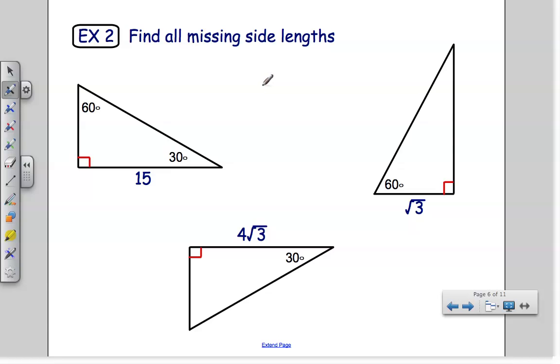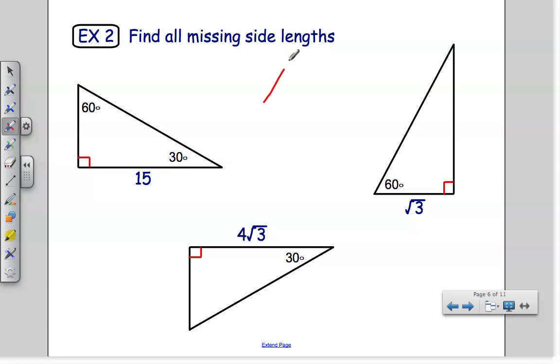Let's find all the missing side lengths in these 30, 60, 90 right triangles. I know this is a 30, 60, 90. Here I have 30 and 90. The remaining angle has to be 60. I have a 60 and a 90. The remaining angle has to be 30. So these are all 30, 60, 90 right triangles to start.